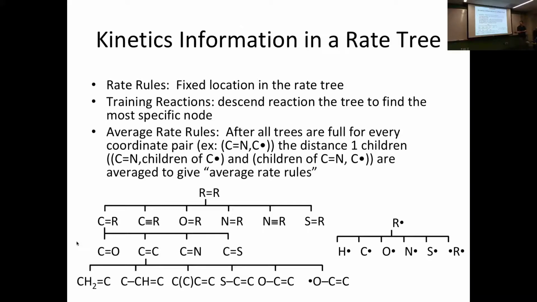However, there's also another question here. What you can also get is average rate rules. Suppose there's one up here, but there's also one up here and this one. In that case, they're both 1 Euclidean distance. RMG doesn't know which one's better, and so it averages the two of them together and uses that value, which will give you an average rate rule.